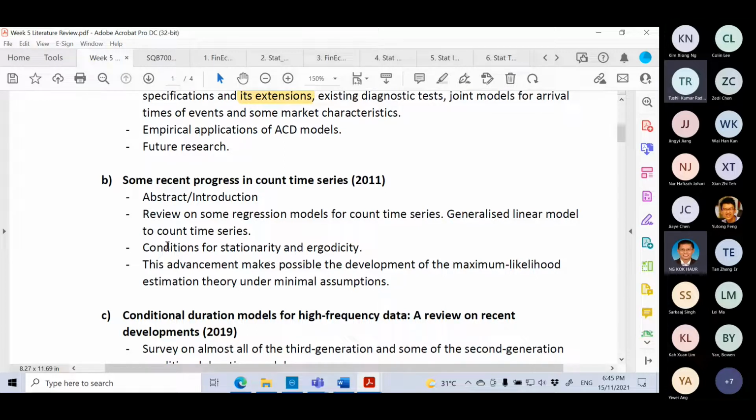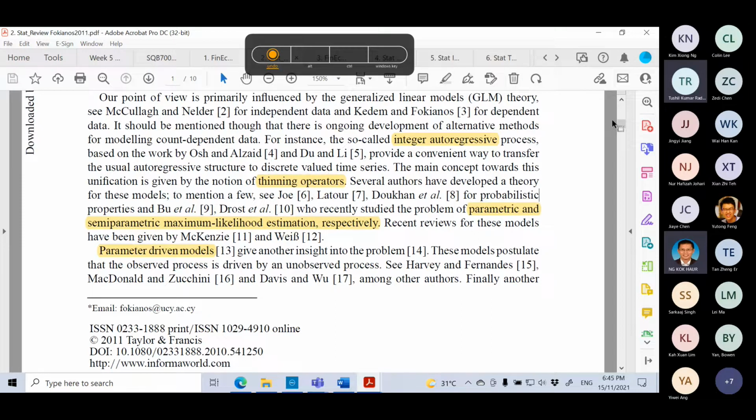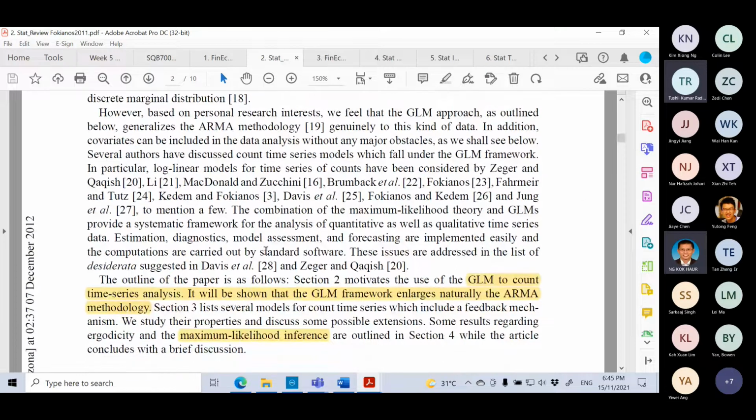After that, in this survey paper, they also make possible the development of the maximum likelihood estimation theory under minimal assumptions. So in the second survey paper, they have mentioned these are the survey papers here. The outline is just GLM count time series analysis. Then it will be shown that the GLM framework naturally enlarges the ARMA methodology. So this also is a survey paper.